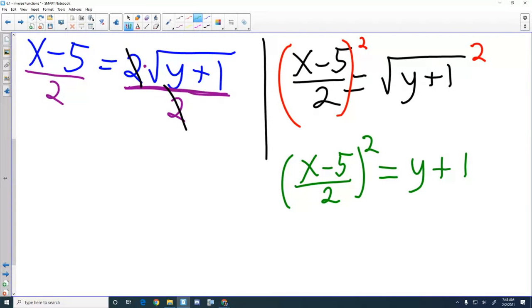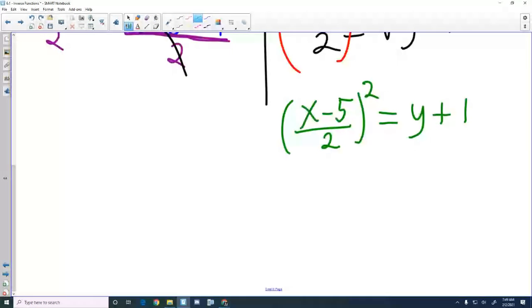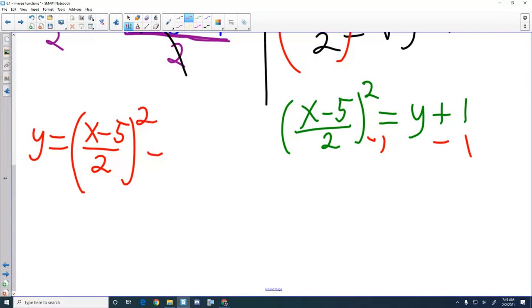And we have one final step to get the y by itself. We're just going to subtract 1 from both sides. Since it's got a plus 1, we want to subtract that 1 from both sides. But notice that minus 1 is going to be outside of the parentheses. It's not a part of that whole squared grouping. So we've got y equals the whole big parentheses thing, x minus 5 over 2 squared, minus 1.